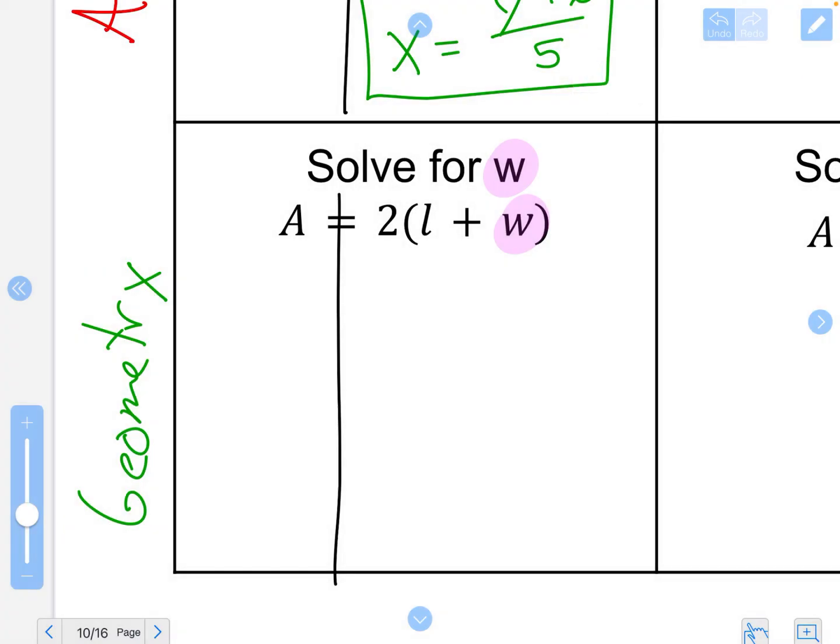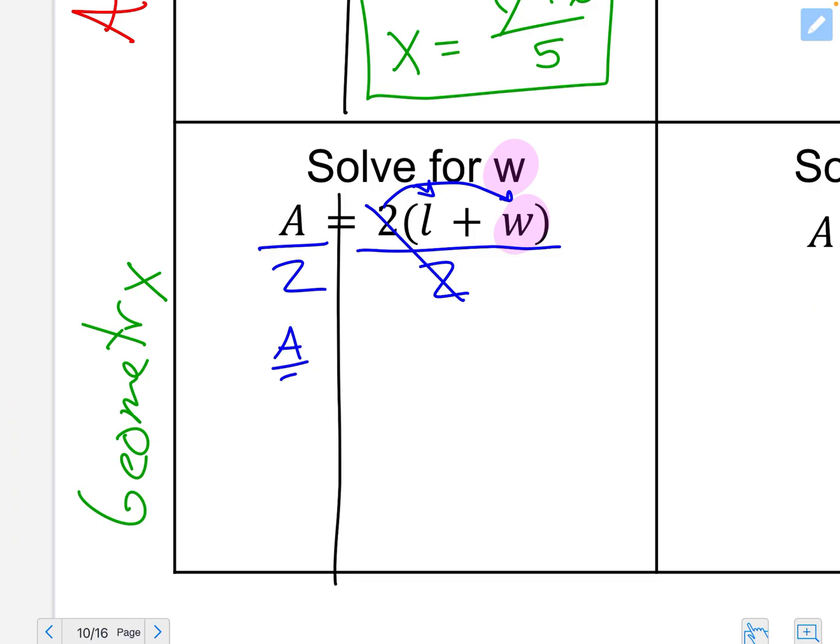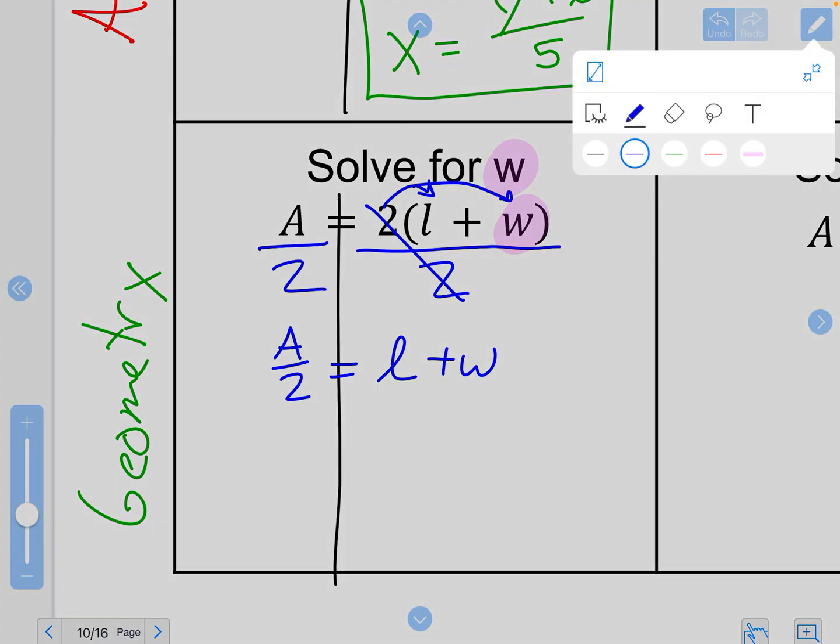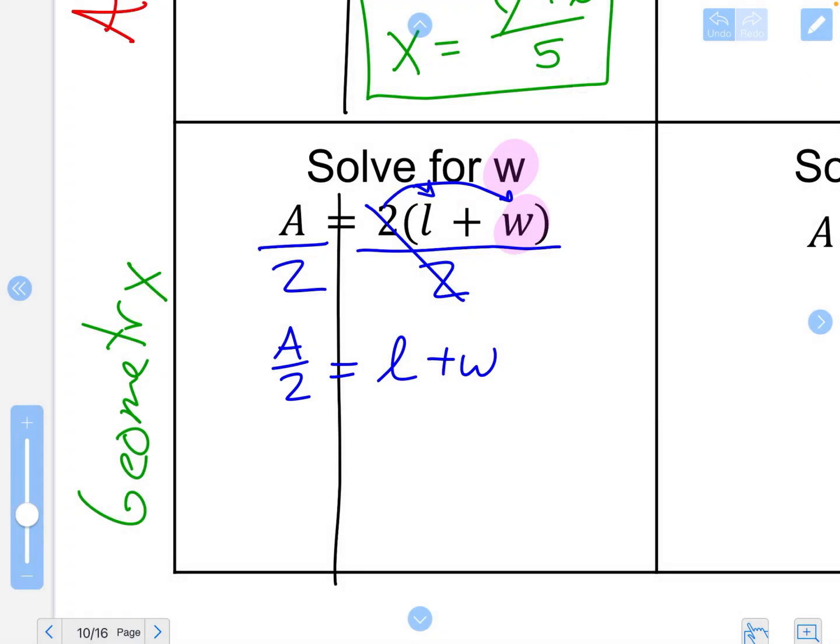Now, normally when we see this problem, we would distribute and multiply that 2 on both sides. However, we can skip that step and do the opposite. The opposite of multiplication is simply division. You're going to get the same answer even if you multiply that 2 through. This just makes it a little bit simpler. So we're going to cancel out our 2's. A divided by 2 equals L plus W. And whenever we get rid of that 2 in front of the parentheses, we also get rid of the parentheses.